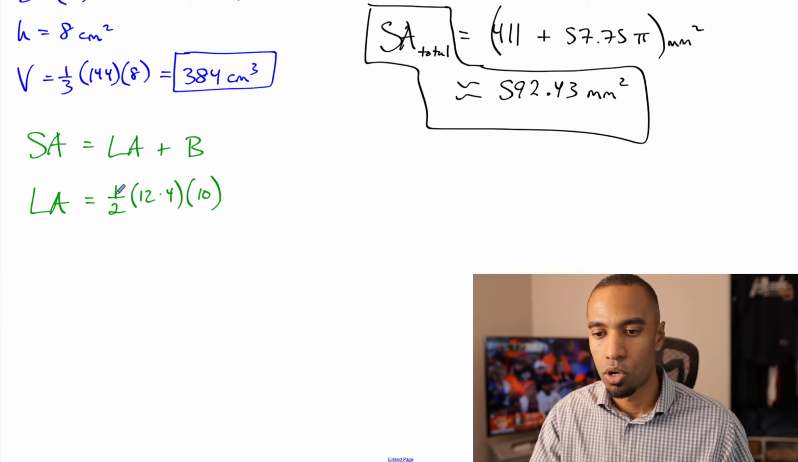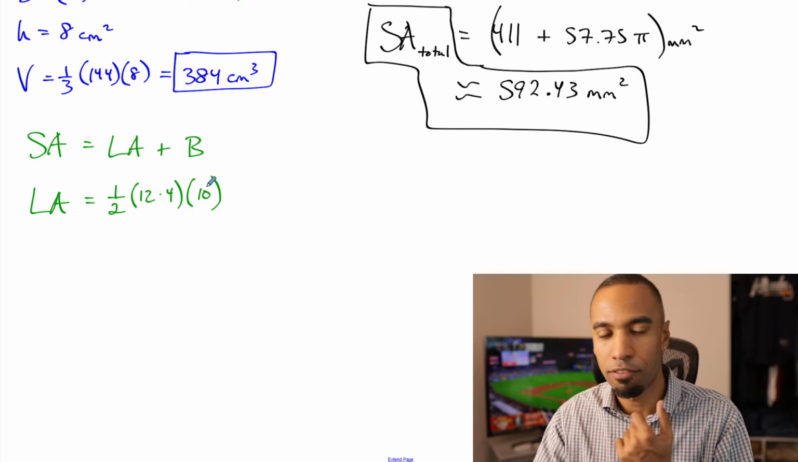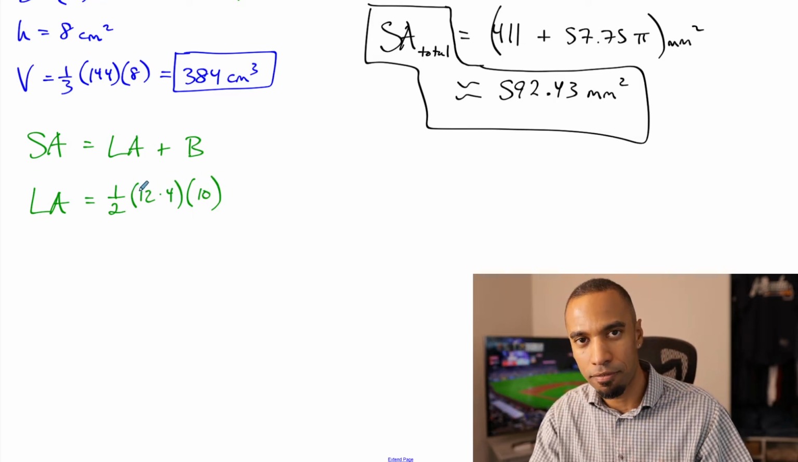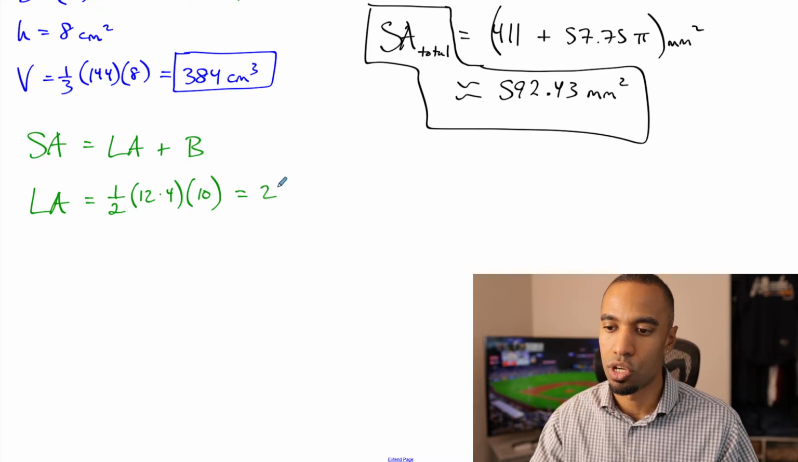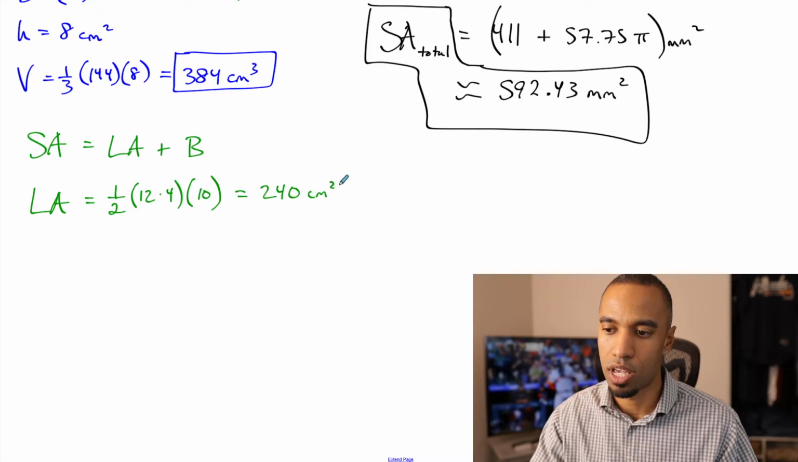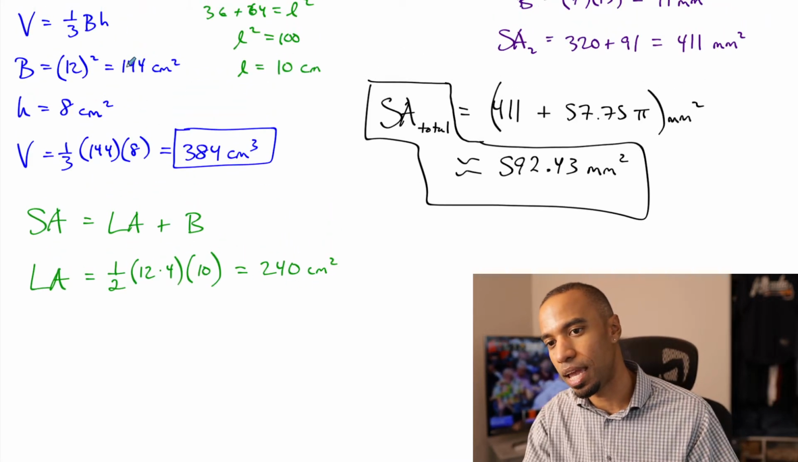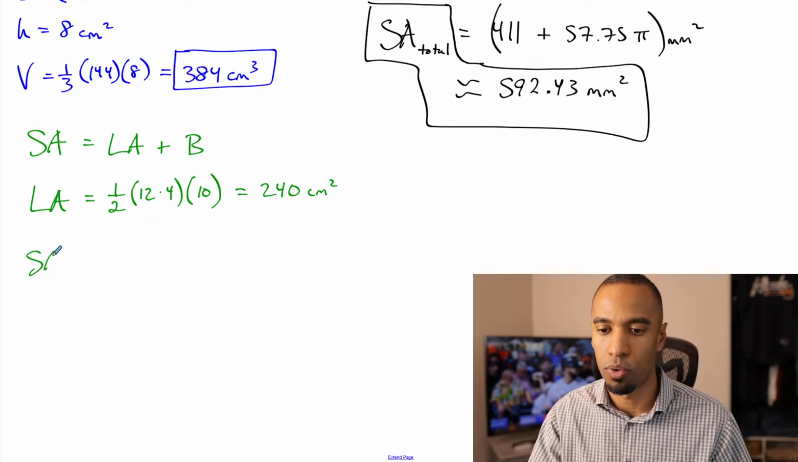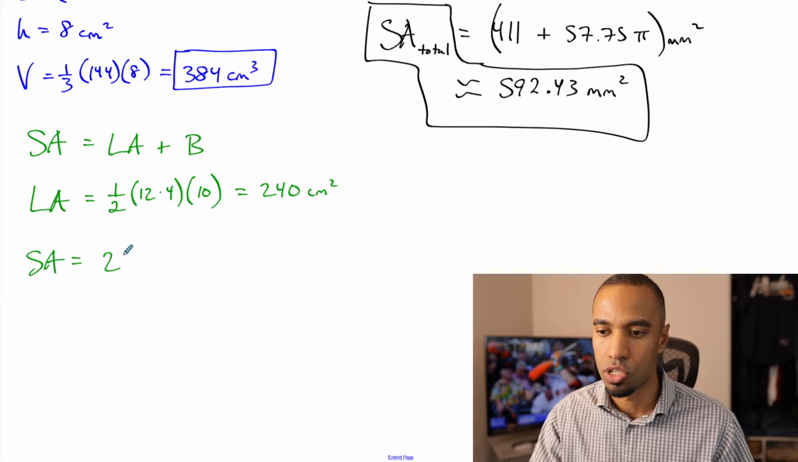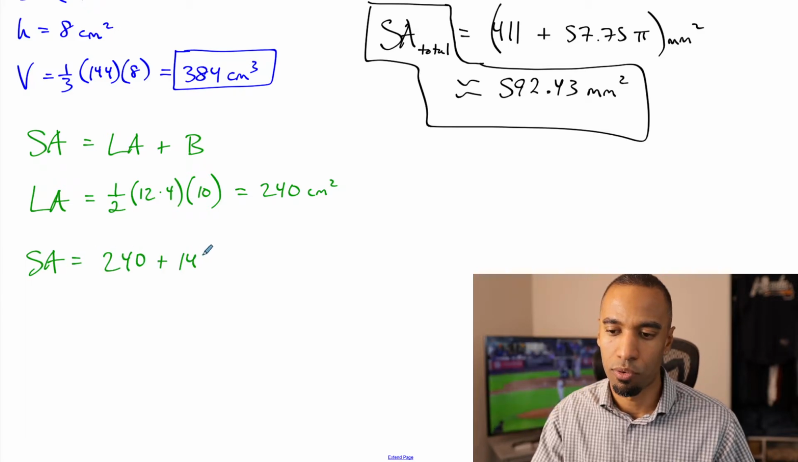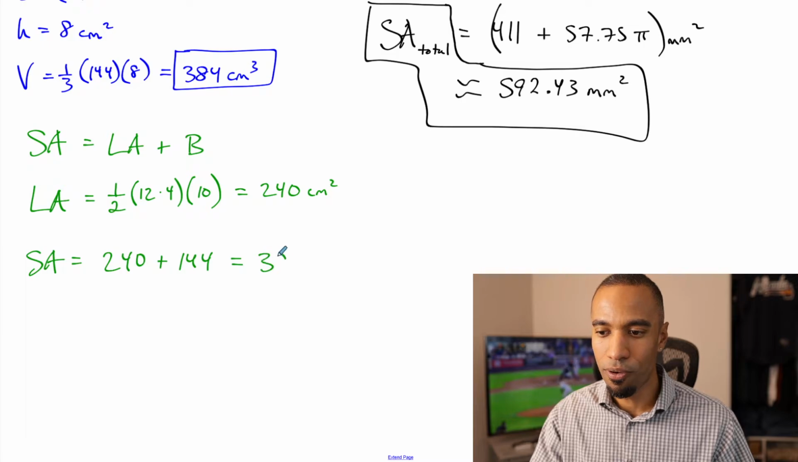Okay, so half of all that, right? 12 times 4 is 48. 48 times 10 is 480. Half of 480 is 240. So 240 square centimeters is the lateral area of the pyramid. When we add that with the area of the base of 144, we'll get the entire surface area. So 240 plus 144. Hey, that's 384.